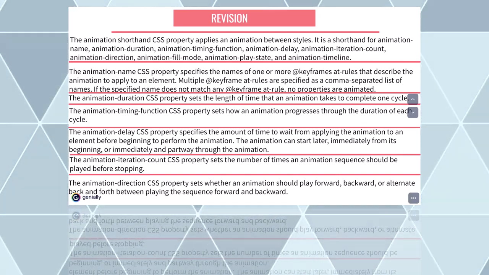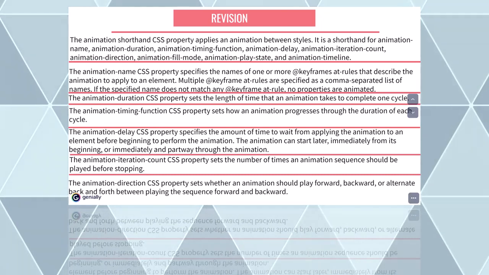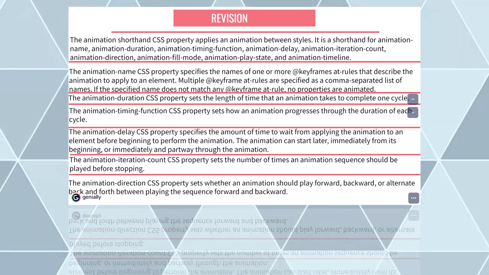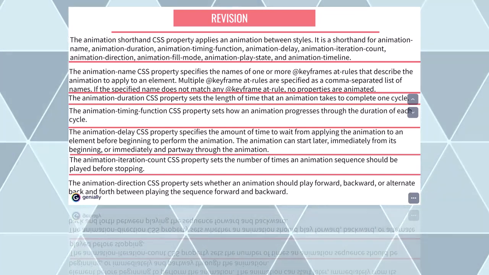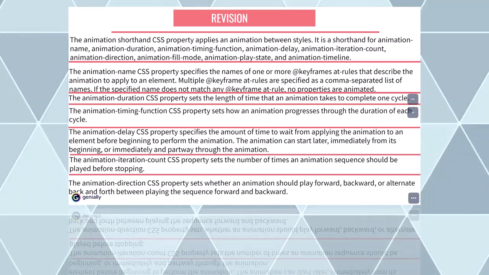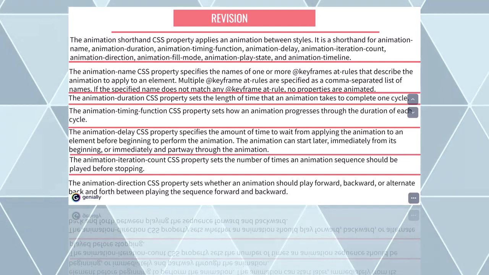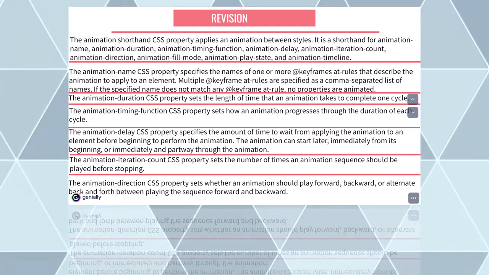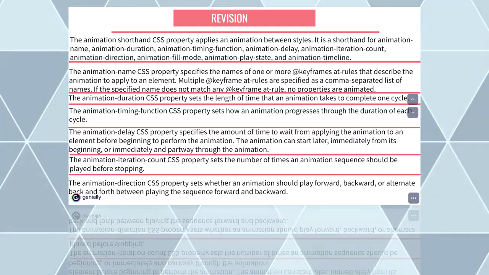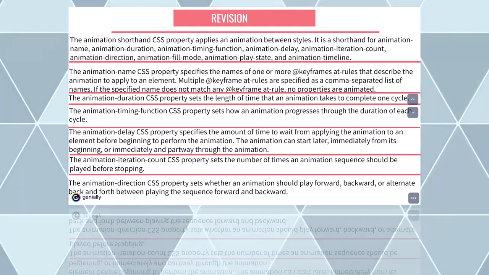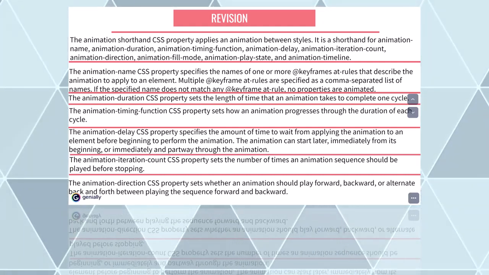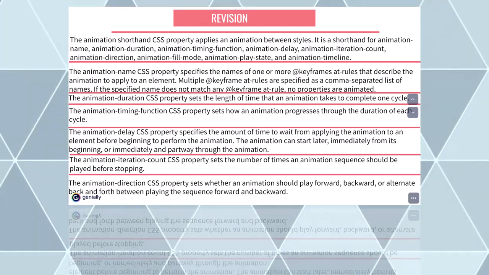Okay. The animation iteration count CSS property says the number of times an animation sequence should be played before stopping. And Cindy gave us an example of rotating. How many times must it rotate before it stops? Let's say for a bounce, you want it to bounce 3 times or 4 times before it stops, right? So it is just basically that.